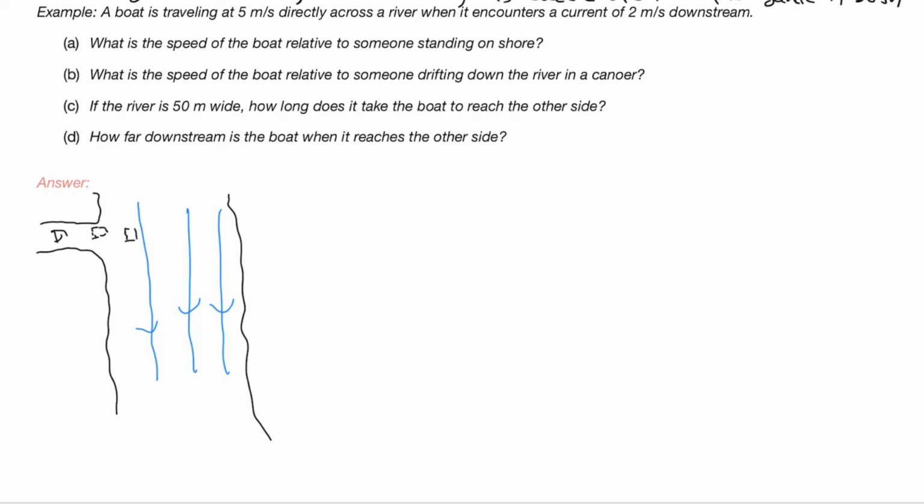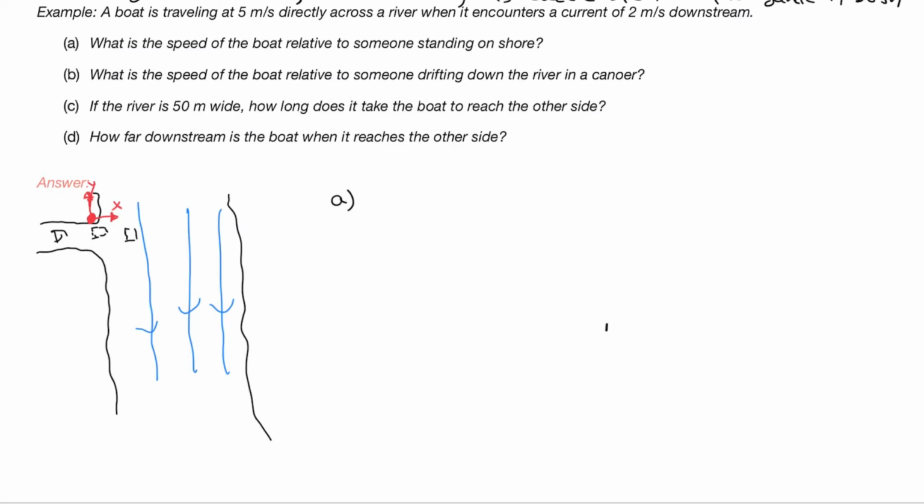Now I'll draw my origin relative to somebody standing on the shore, and so let me illustrate that here. In this case, I'll draw the X direction to point towards the right, and the Y direction to point upstream, which is up in this picture. And so now let's look at part A. What is the speed of the boat relative to this person on the shore?